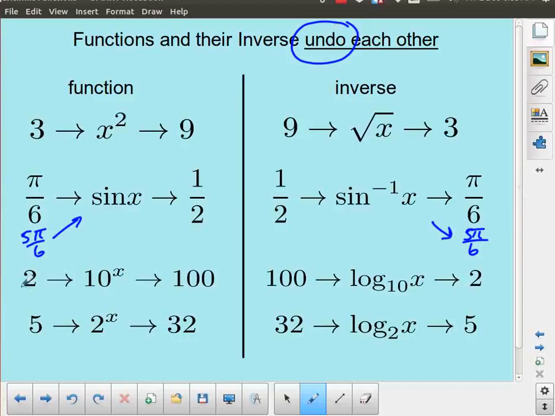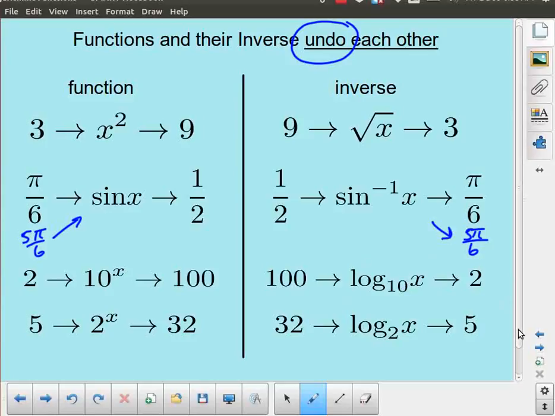So now let's take a look at something like this. I have an exponential function, 10 to the x. 2 goes in, turns into 100. 100 goes into the inverse, which is a logarithmic function. 10 to the x, the inverse of that is log base 10 of x. I take 100, I put that in, I get 2. So they undo each other. Whatever it is that an exponential function does, its corresponding logarithmic inverse undoes it.